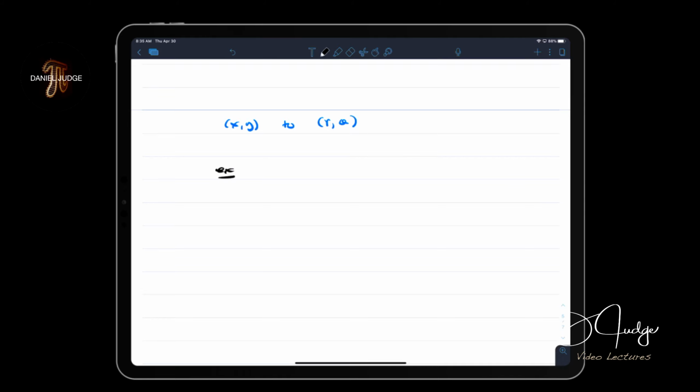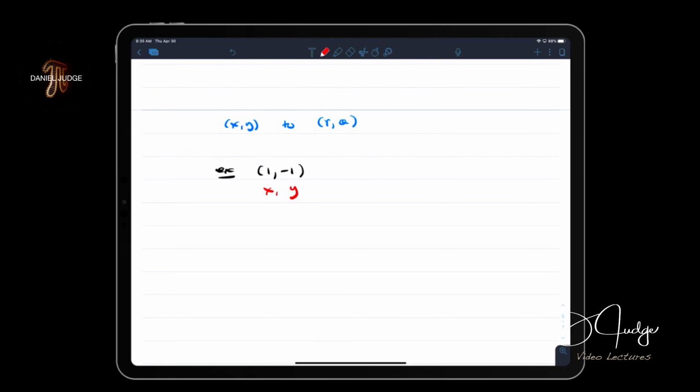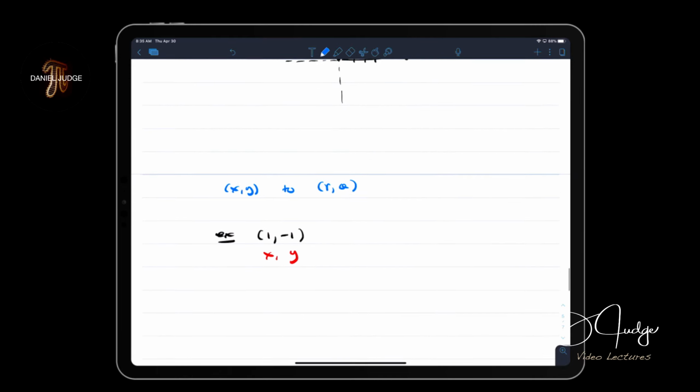How about if they want us to convert 1, -1? Again, this is Cartesian coordinates. They're giving us Cartesian, rectangular. And then you say, well, what do we use? Well, you use the other set, right?